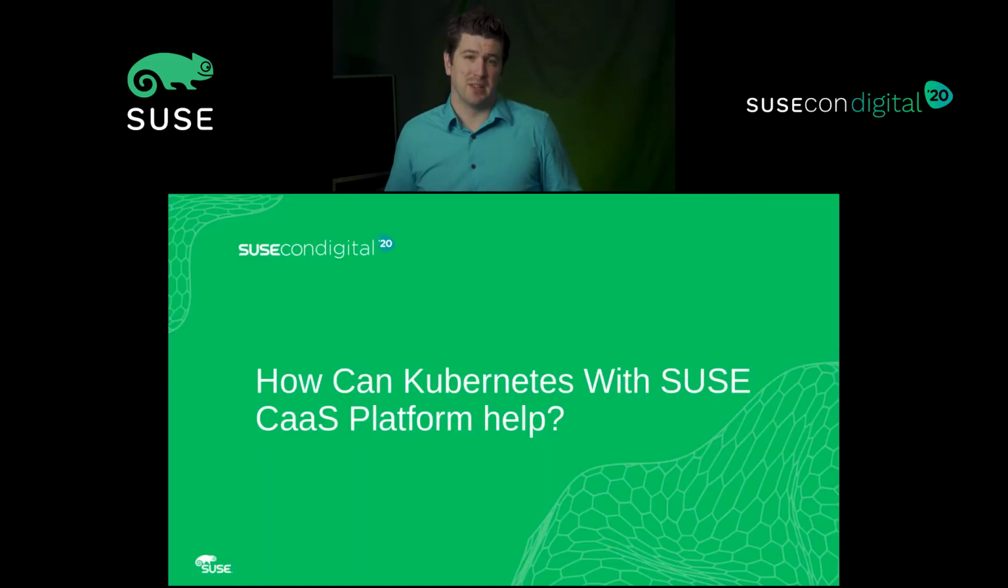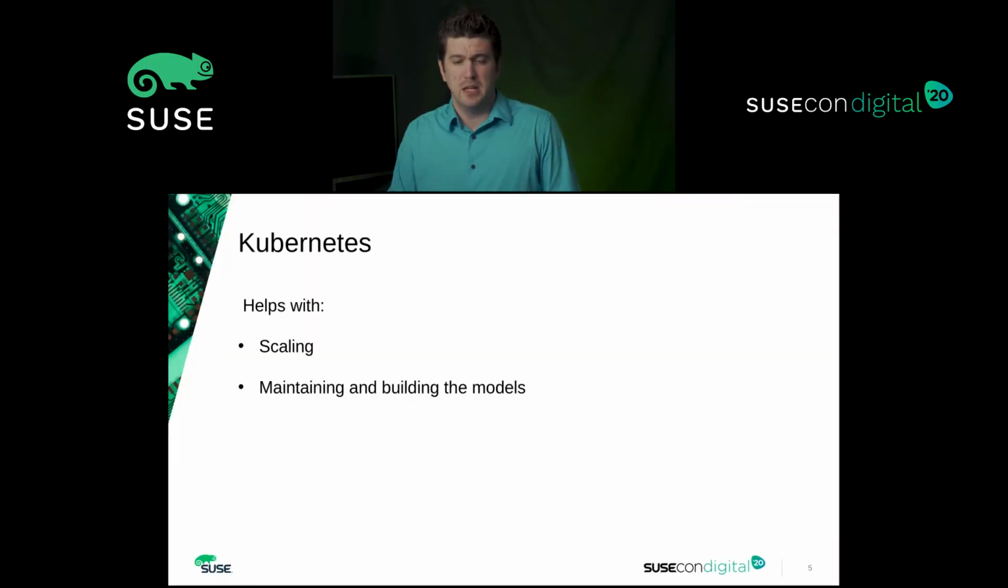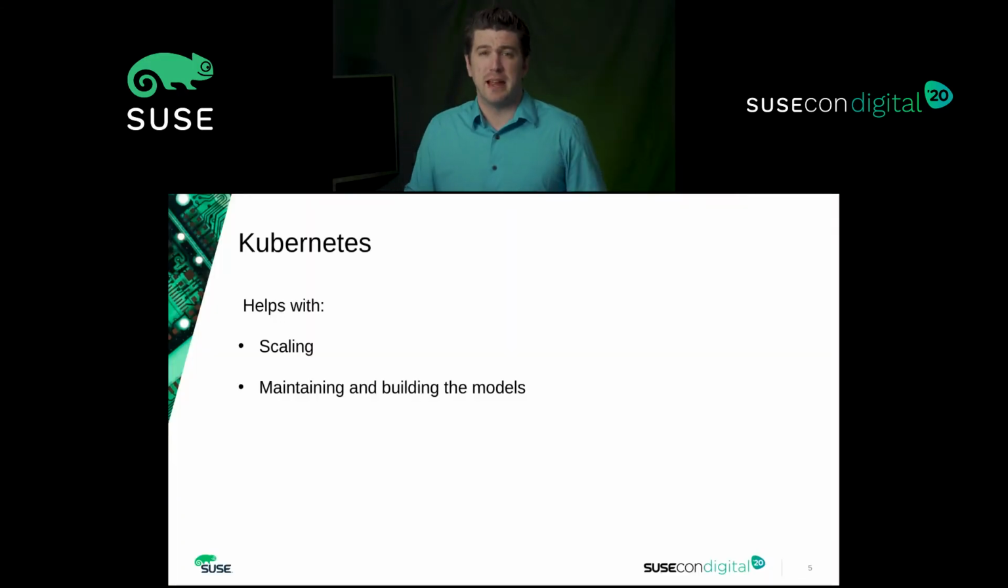So let's look at how Kubernetes and the SUSE CaaS platform can help. Kubernetes inherently is designed as a scheduler of containers. And schedulers are good at scaling things. So if things are built and designed in a way to leverage containers, these reproducible environments, then it can easily scale out your application on demand due to that. So Kubernetes kind of inherently provides scaling.